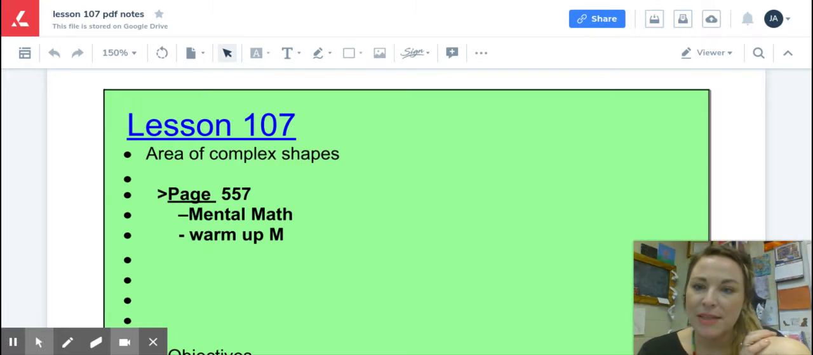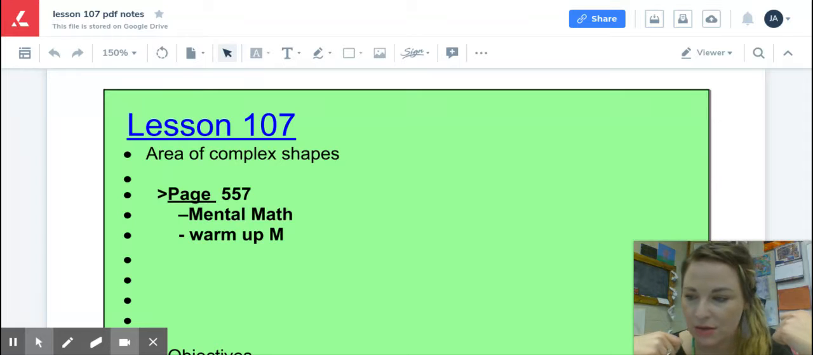Hey everyone, today's lesson is lesson 107 and it's finding the area of complex shapes. So it really goes hand in hand with the lesson that you had just a few lessons ago where you found the perimeter of complex shapes. Now, this is not just looking at the outside of it. This is talking about the inside of a complex shape.